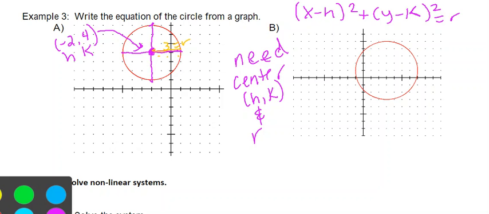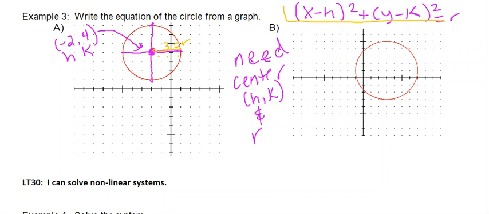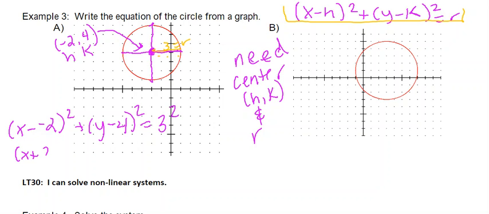Then all you do is take those values and substitute them into standard form. So my equation is (x minus negative 2) squared plus (y minus 4) squared equals my radius squared. Then you just clean that up. And so you get (x plus 2) squared plus (y minus 4) squared equals 9. Done.